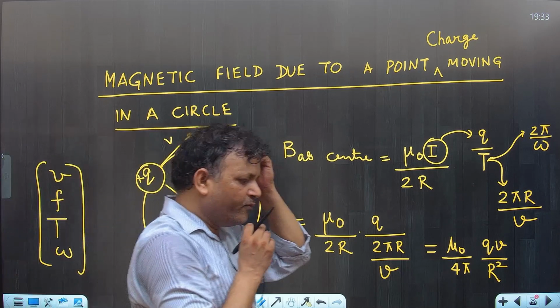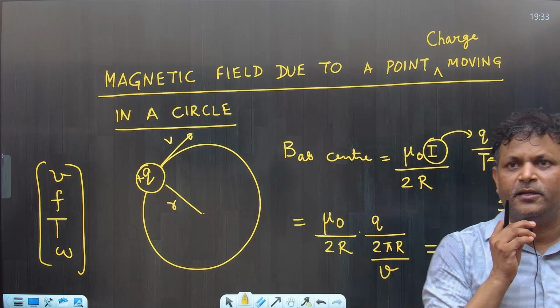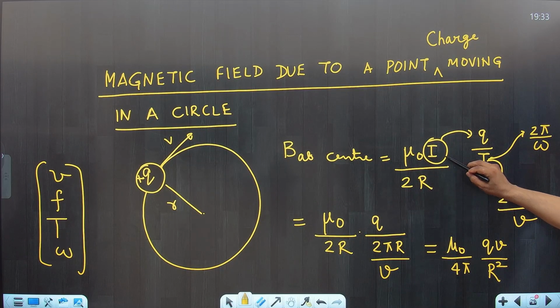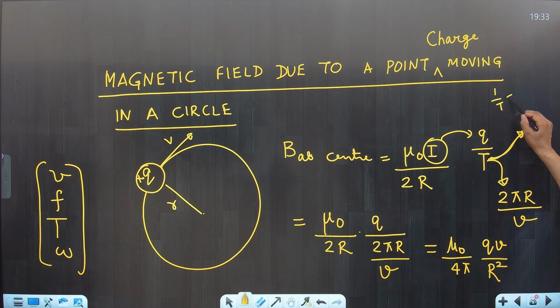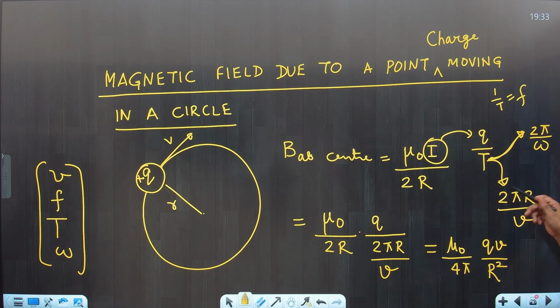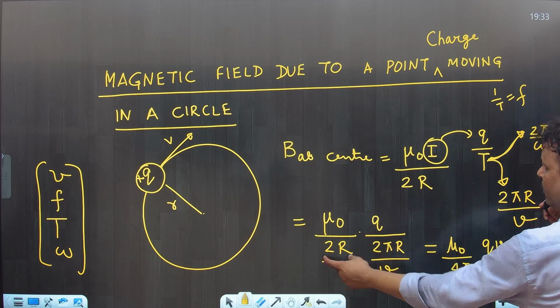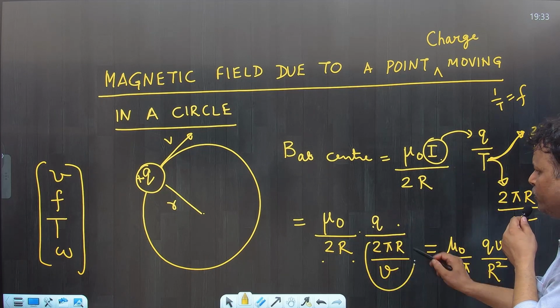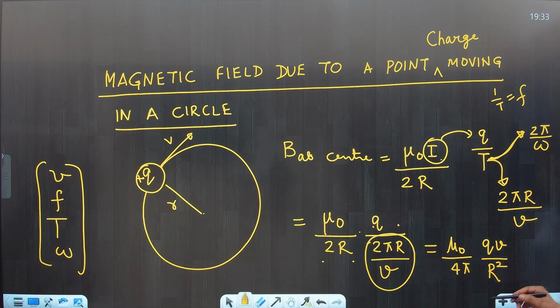If this charge is moving in a circle, then the magnetic field at the center, you have to use mu naught I by 2r. I is q by t, t is 2 pi by omega, or 2 pi r by v. If you use t is 2 pi r by v, then mu 0 by 2r is here, I was q by t, q was here, in place of t you put 2 pi r by v, you get this answer, right?